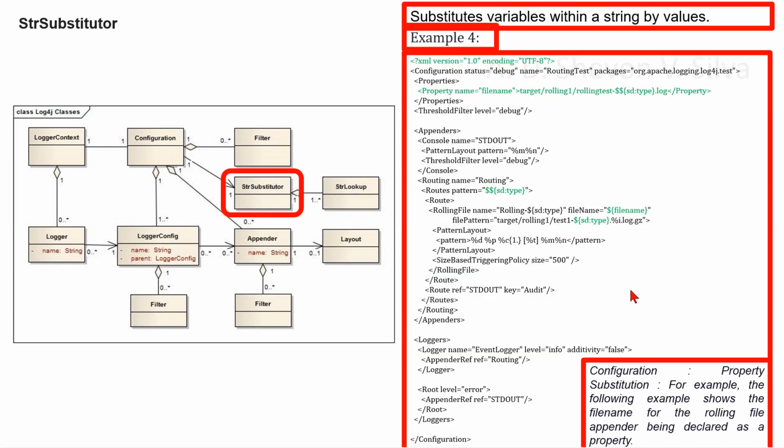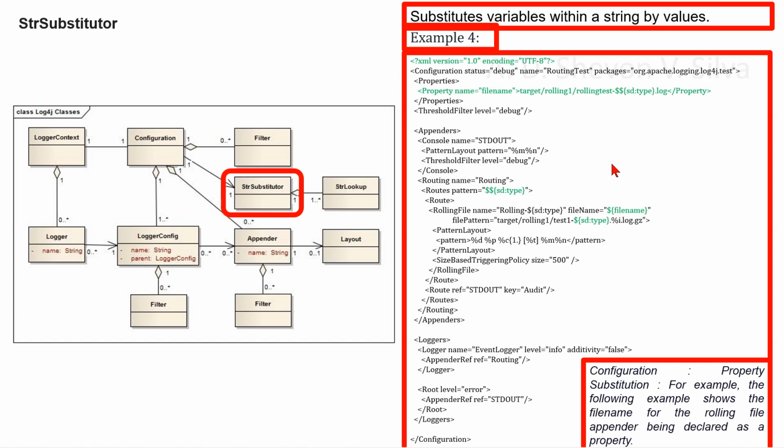Now we are considering property substitution in configuration. For example, the following example shows the file name for the rolling file appender being declared as a property. Log4j2 supports the ability to specify tokens in a configuration as references to properties defined elsewhere. Some of these properties will be resolved when the configuration file is interpreted, while others may be passed as components where they will be evaluated at runtime.